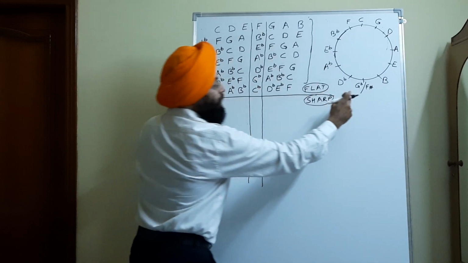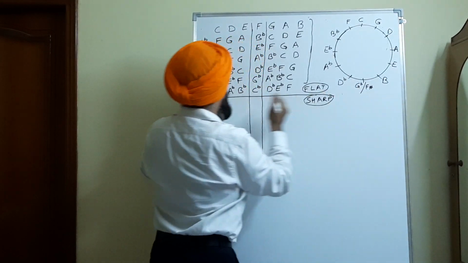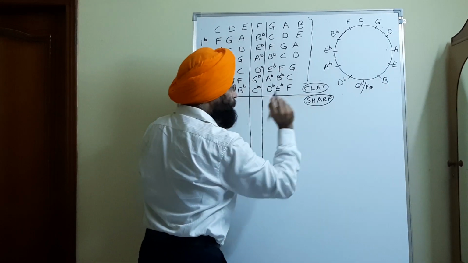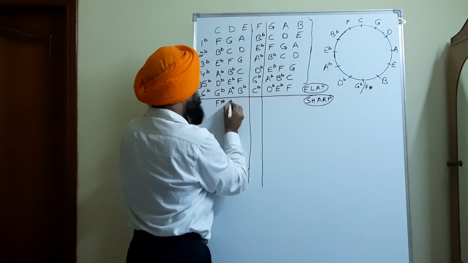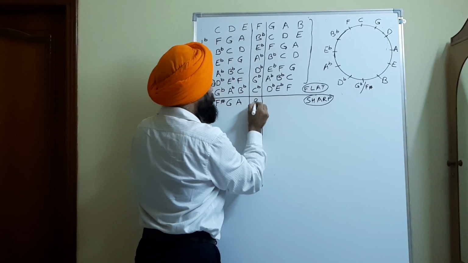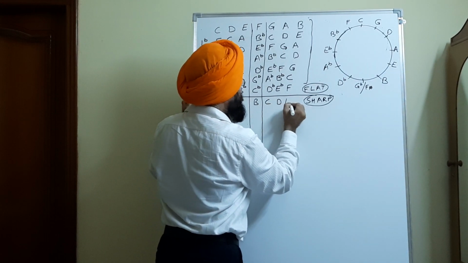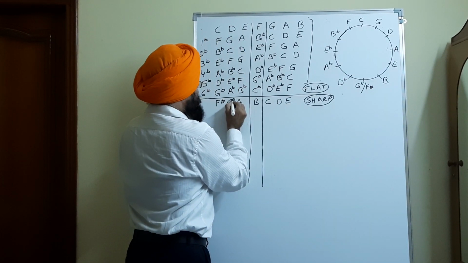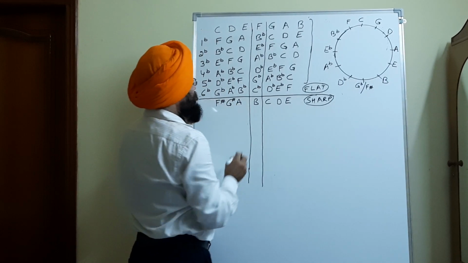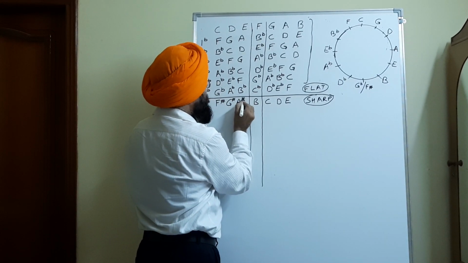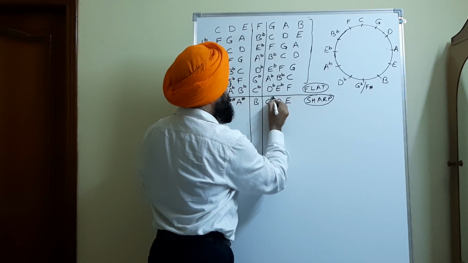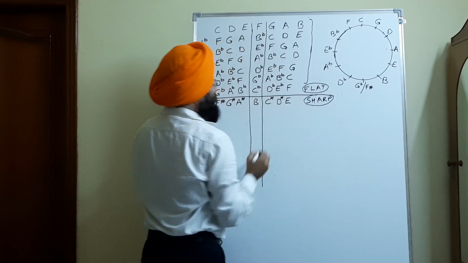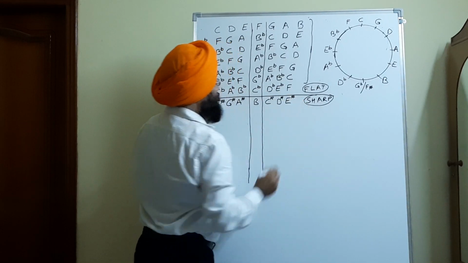We know that G flat is nothing but F sharp. Then again I am going to write down all the notes in the sequence: F, G, A, B, C, D and E. Now we know A flat is nothing but G sharp. Then B flat is nothing but A sharp. Similarly you have C sharp, similarly you have D sharp, then E sharp.